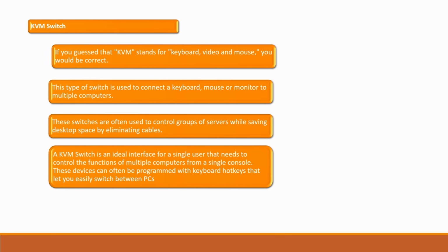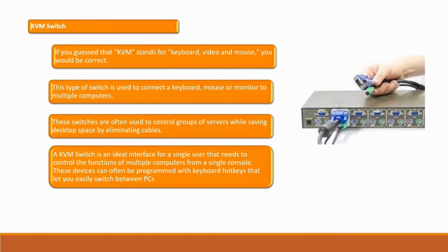A KVM switch is an ideal interface for a single user that needs to control the functions of multiple computers from a single console. These devices can often be operated with keypad hotkeys that let you easily switch between PCs. This is the diagram for the KVM switch.